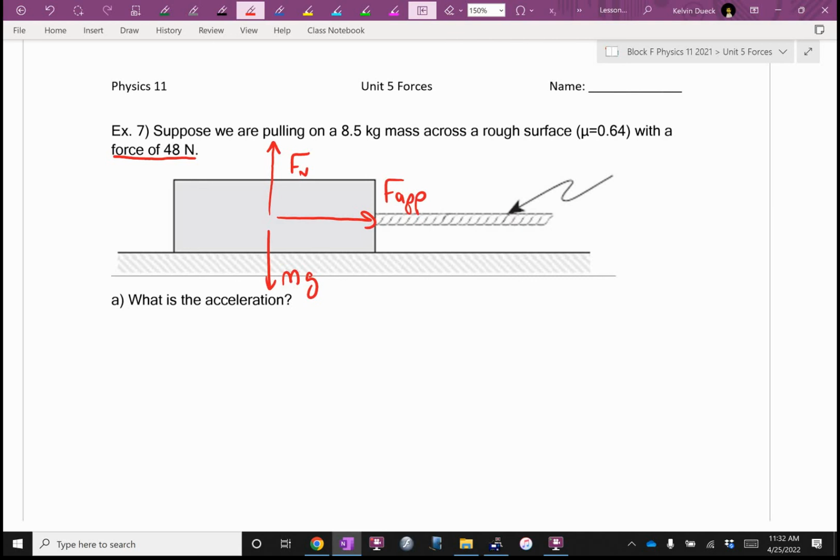Do they want me to include friction? How do I know if they give me a coefficient of friction either in the question or on the picture? And the fact that it said rough surface. So I'll draw friction that way. Who's winning? Who's losing? Equals? Okay.